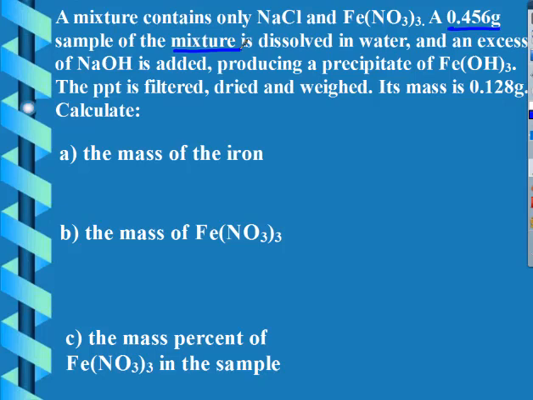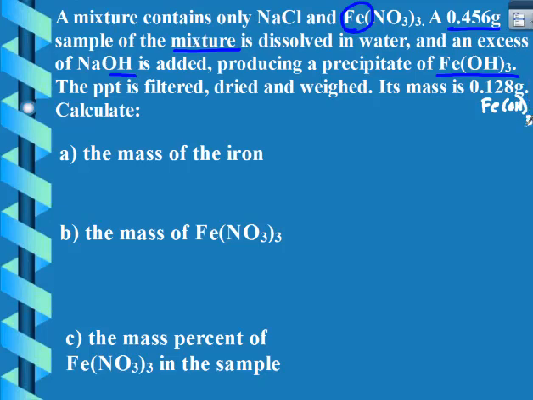It's dissolved in water though, and then an excess of sodium hydroxide is added, producing the precipitate of iron 3 hydroxide. So all of this iron is reacting with the hydroxide to produce iron 3 hydroxide. That precipitate is then filtered, dried, and weighed, and that's its mass. So that 0.128 grams is of iron 3 hydroxide. That I do know.